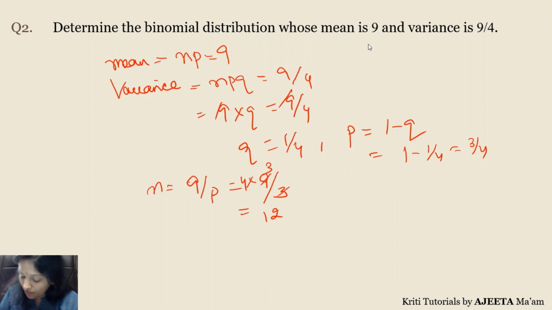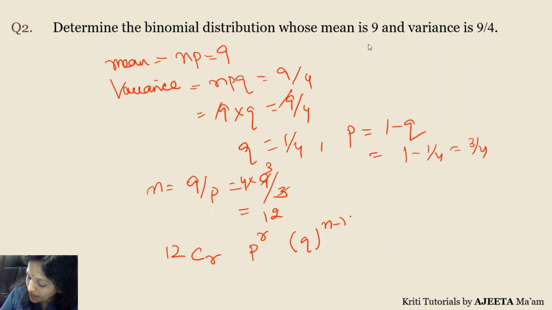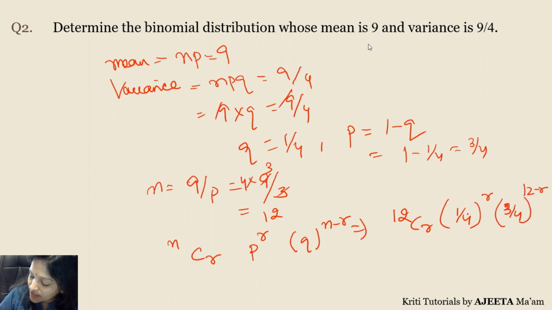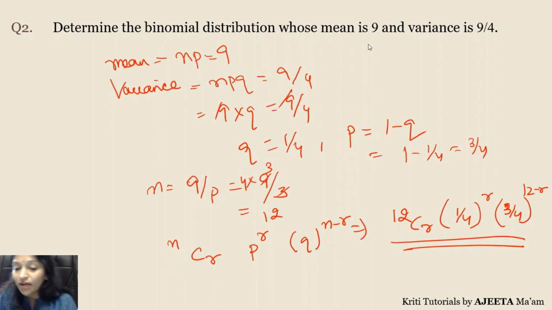Okay, now let's frame the formula for this. So binomial distribution will be NCR P raised to R Q raised to N minus R, right? Let's replace the values now. 12CR 1 by 4 raised to R 3 by 4 raised to 12 minus R. So it will all depend on R value then. So this is our binomial distribution.